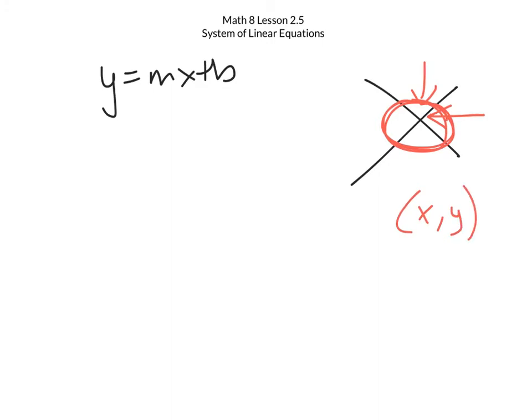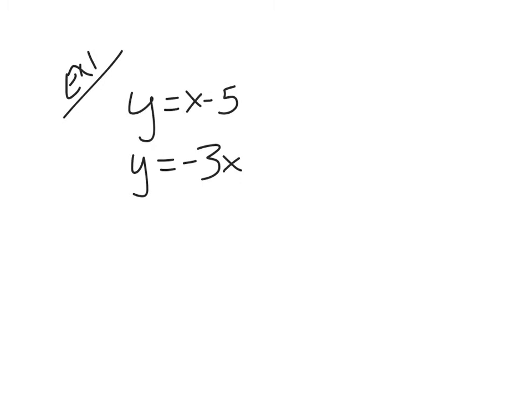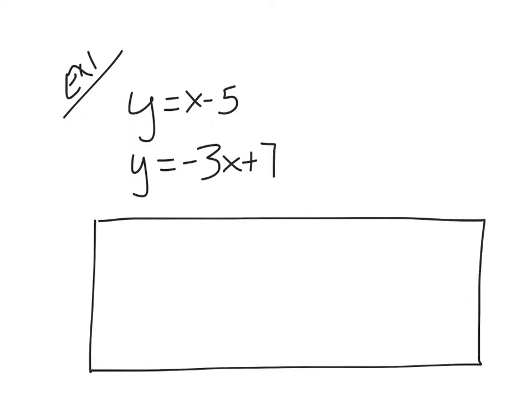Okay, so let's look at example 1. We have two equations, y equals x minus 5 and y equals negative 3x plus 7. So we're going to solve this system. This is two equations. It's called a system of equations. We're going to do this one using a table. So you draw a table.